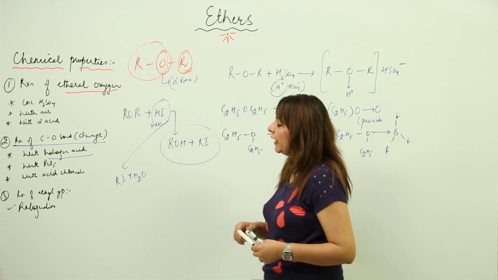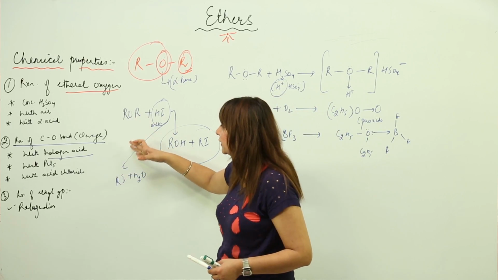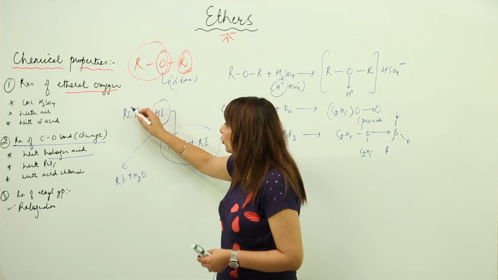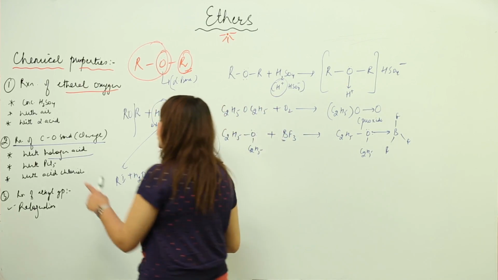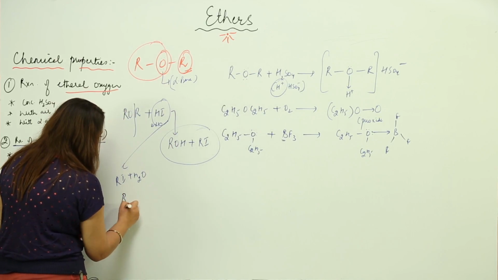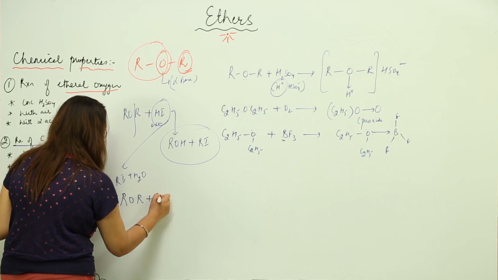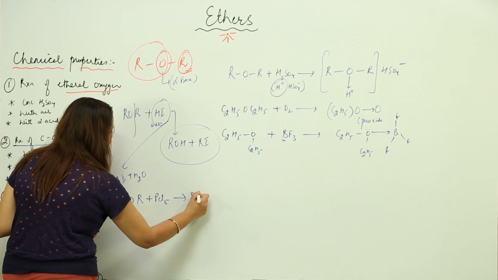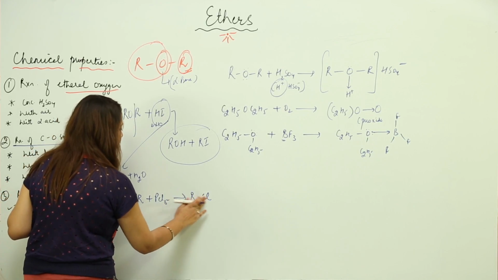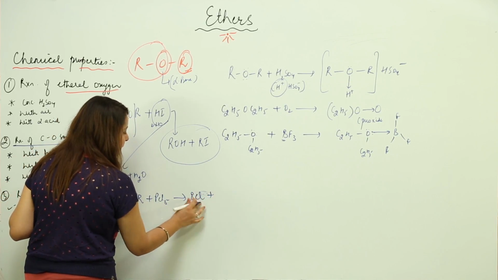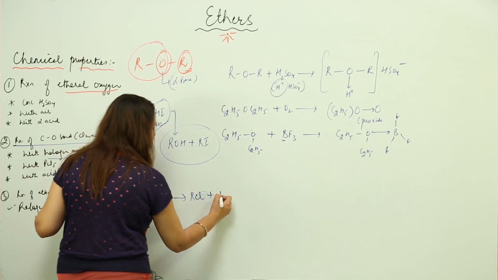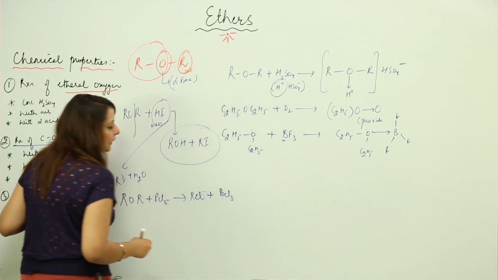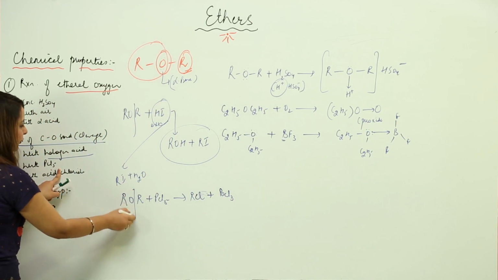So this is the reaction of halogen acid, and you have seen that there is a cleavage, the C and O bond is cleaving. Similarly, we can show the cleavage with PCl5. Suppose I have ether and I have PCl5, then what am I going to get? I am going to get again an alkyl halide, that is the alkyl chloride, and along with that we will get POCl3. So this is again a cleavage.